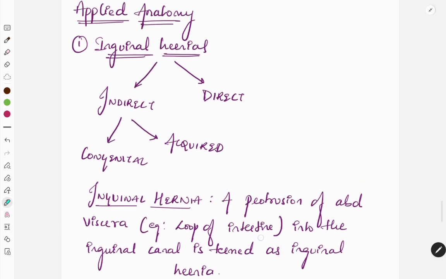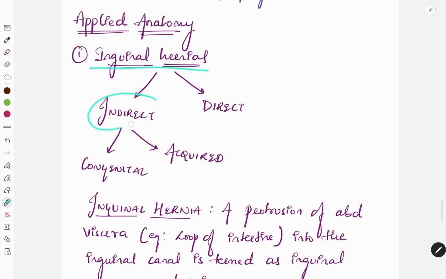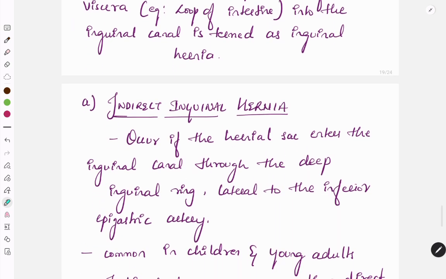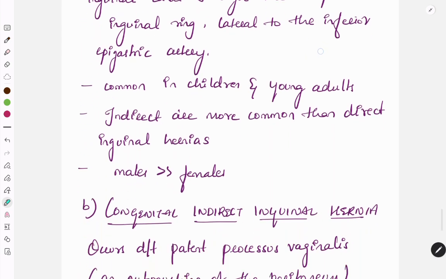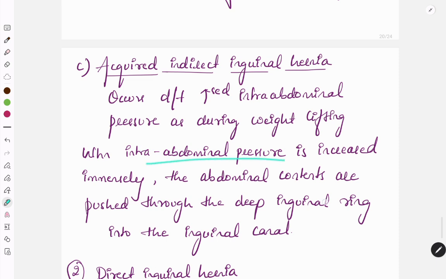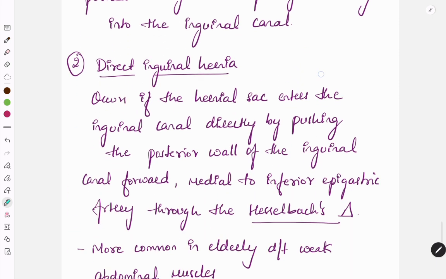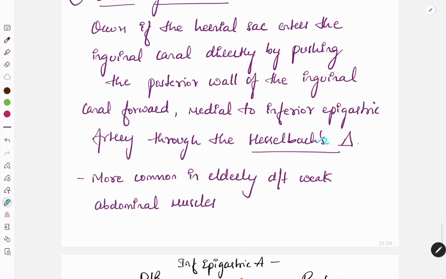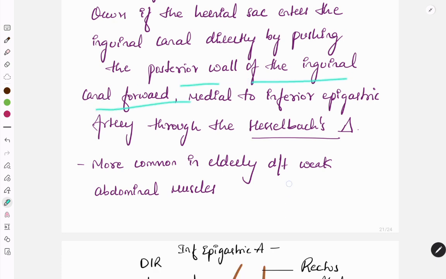And then we learnt about the applied anatomy, inguinal hernias, indirect and direct, the Hesselbach's triangle, and 2 parts in the Hesselbach's triangle, that is medial and lateral. Congenital and acquired. Congenital is due to patent processus vaginalis, and acquired is due to increased abdominal pressure, which can be due to weightlifting, chronic cough. Direct inguinal hernia occurs medial to the inferior epigastric artery, and directly the posterior wall is pushed, by directly pushing the posterior wall of the inguinal canal forward.